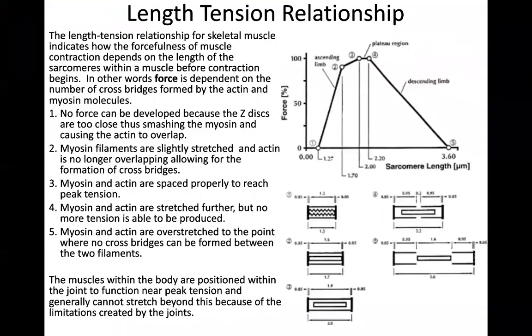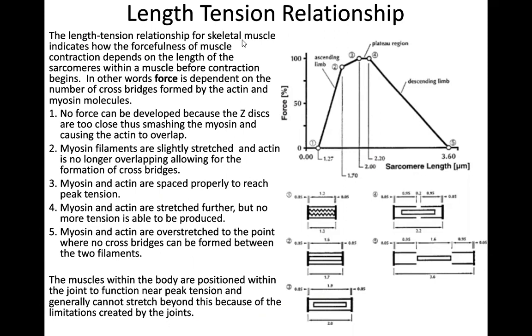The first is what we call the length-tension relationship, which is exactly what it sounds like, a relationship between the length of a muscle and the amount of tension it can produce. Now, tension, when it comes to muscle, essentially is just another way to describe force. So how strong of a contraction can be produced by a muscle is affected by the length of the muscle before contraction. So I'll explain when we read through.